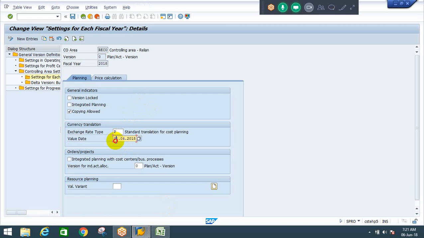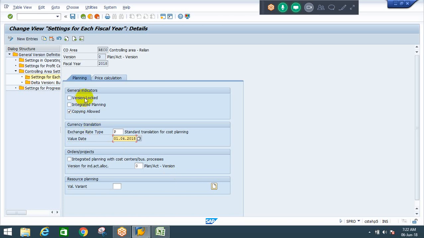Next, value date 1/4/2018. So if you are doing planning in 2018, on what date is the P rate to be considered? 1/4/2018. We need to maintain the exchange rate on 1/4/2018.